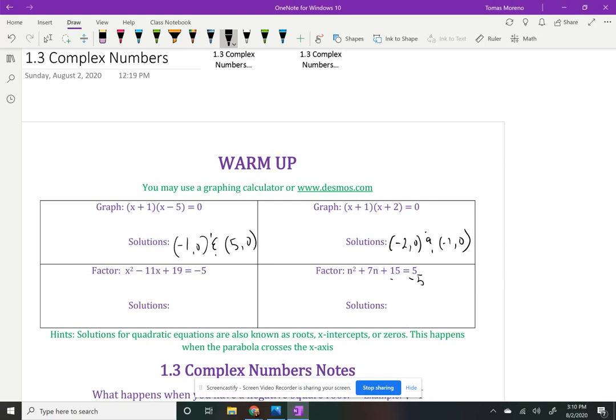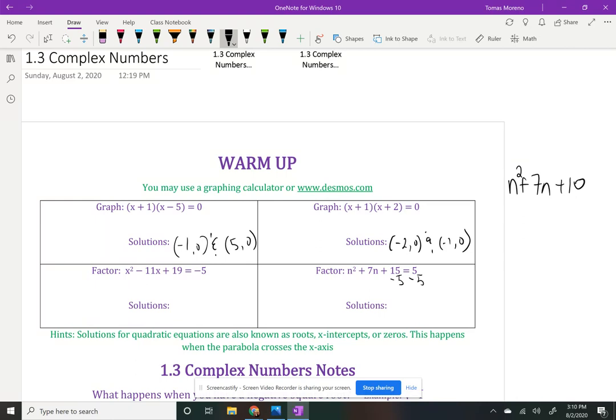But what you do to one side, you must do to the other. And notice I subtract 5 from the 15, not the 7n or the n squared, because this is just a number by itself. So now I have n squared plus 7n, and 15 minus 5 gives me 10.